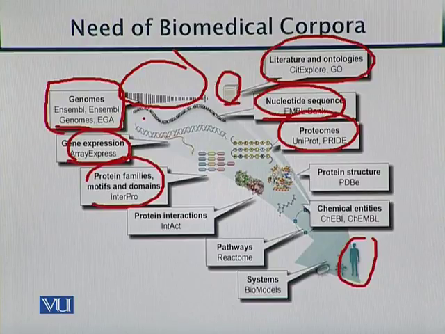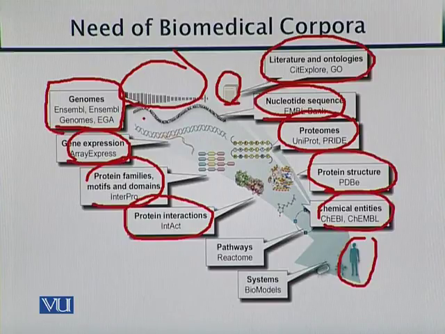Then we have protein structure databases, which provide information about the 3D structures, and then inhibitors and receptors which are present in the proteins, for drug discovery also. Then we have protein interactions, which provide information about protein-protein interaction and their effects. Then we have chemical entities, which are at a lower level than proteins, and then we have pathways, where Reactome is a database which provides information about the pathways. And finally we have biomodels for different systems.